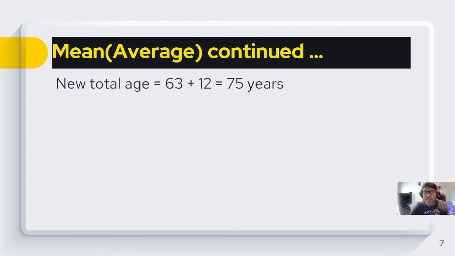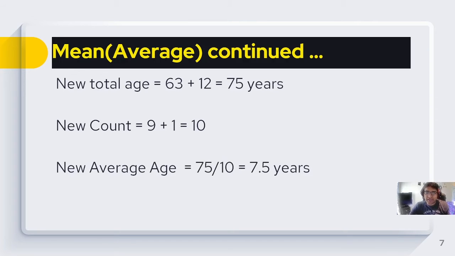Now what we know is that another kid of 12 years has joined. So what would be the new total? The new total is going to be 75 years. And how many kids are there in the class now? It's 9 plus 1, which is 10. So now we have total age 75 years and the total number of kids 10. So in order to calculate the average, what do we have to do? 75 divided by 10, which is 7.5 years. So earlier the average for 9 kids was 7 years. Now the average has become 7.5 years.